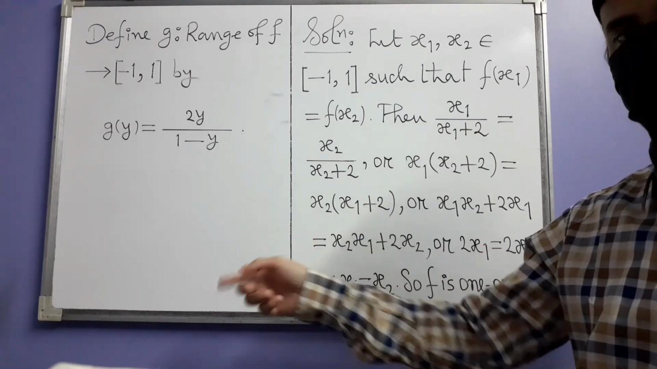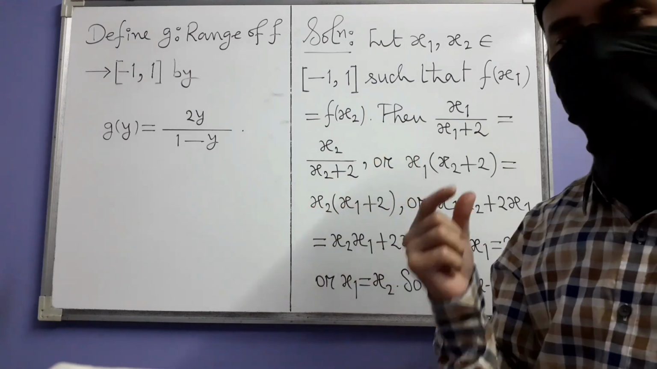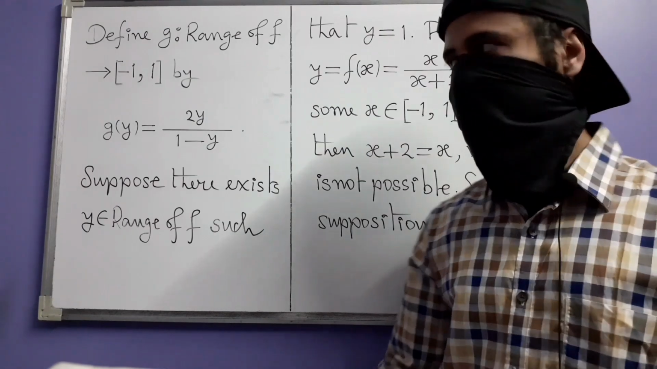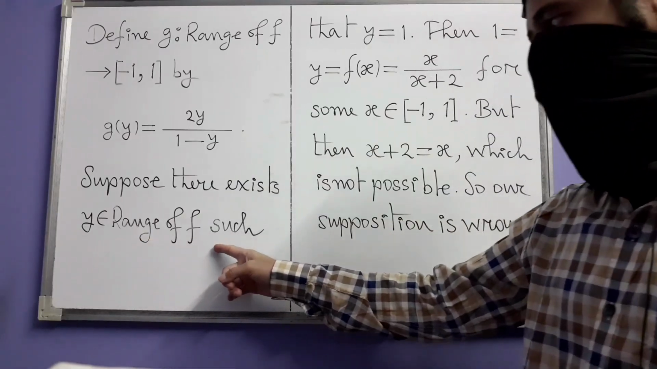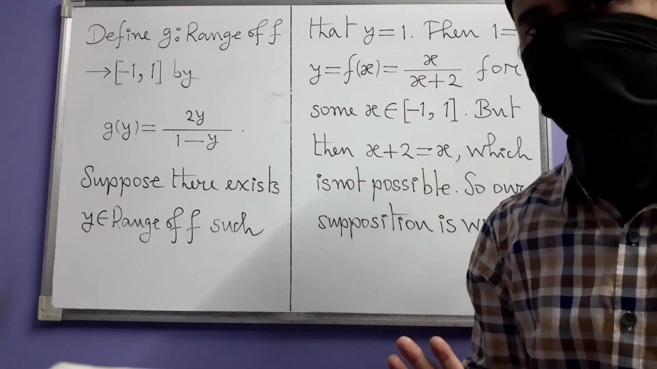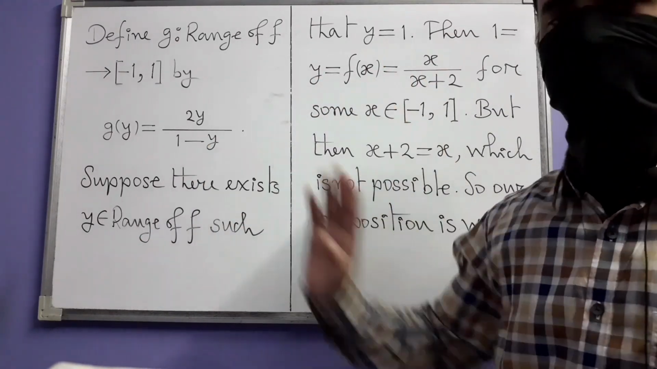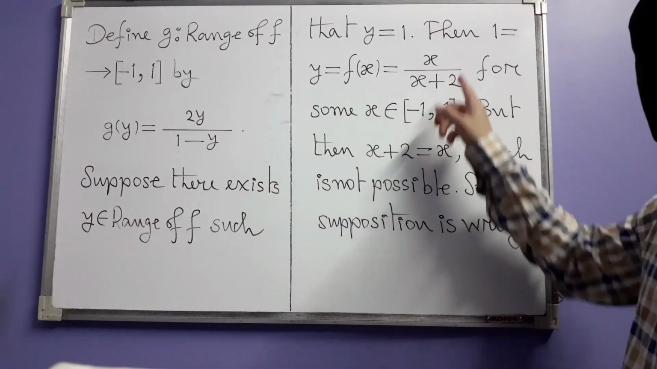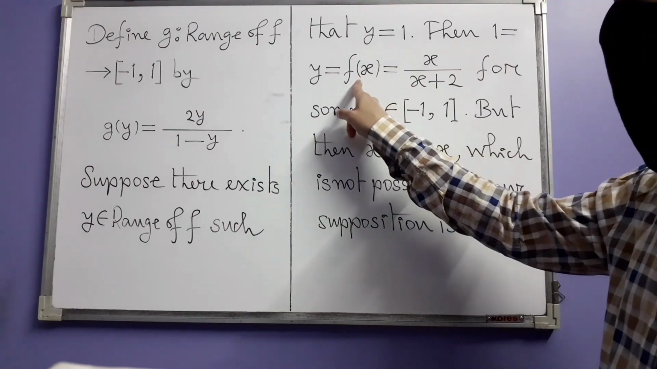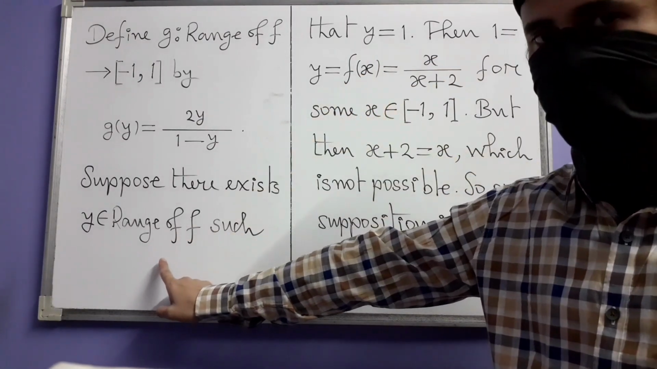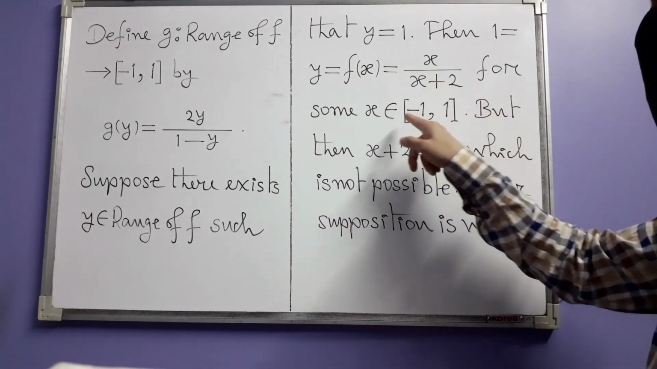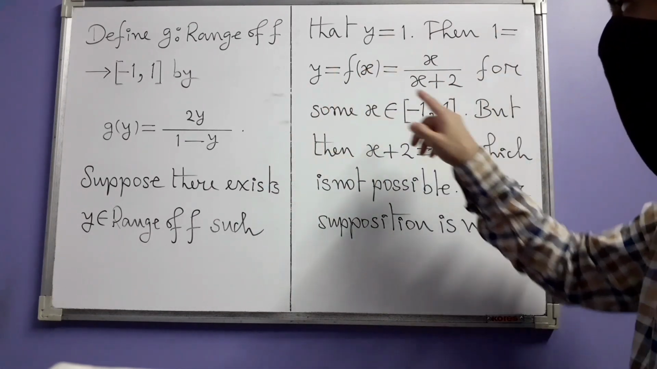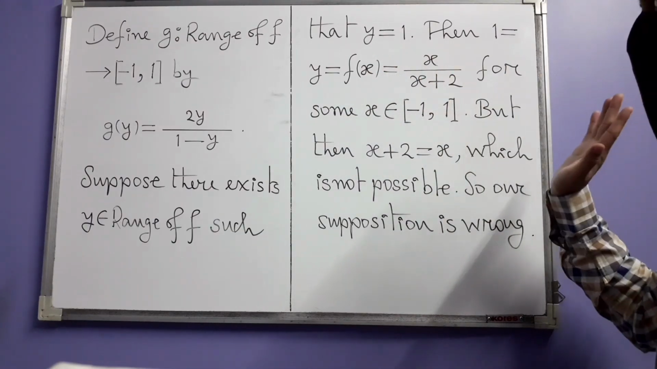Here f means that modified f, where in place of R as the second set, as the codomain, you have the range of f. Suppose there exists, say, y in the range of f such that y is equal to 1. If this happens, then we have a problem with this function. Let's see where this supposition leads us. So then 1 is y, and y is f of x because y is coming from the range of f for some x in the domain of f, which is this closed interval [-1, 1], and f of x is x divided by x plus 2.